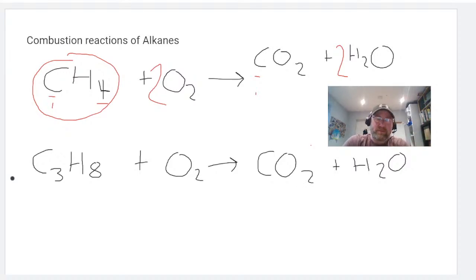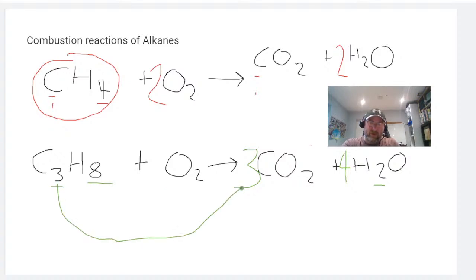These are the easiest balancing ones to do, because I've got a 3 here, so I put a 3 here. I've got an 8 here. I've got a 2 here, H2, so I need to do a multiple of 4. So we've got a 3 and a 4. Look, I've just literally transferred the 3 to the carbon dioxide and swapped that over to there.